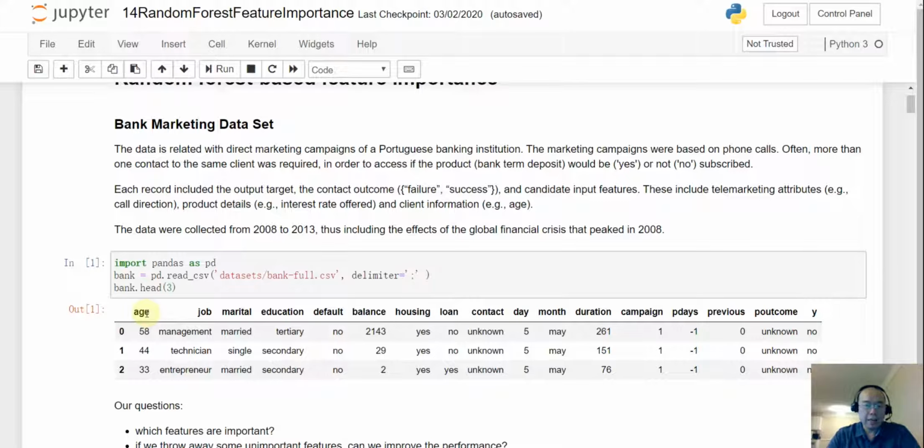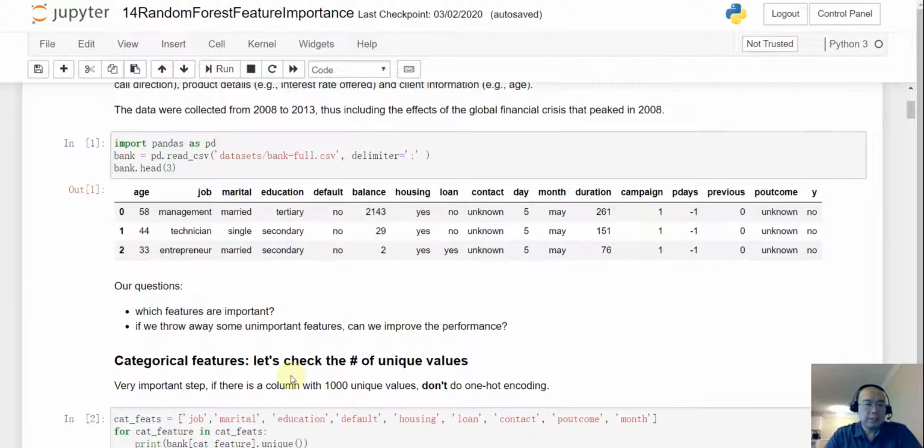So we have some categorical columns for sure. Our question is, which features are important? And if we throw away some of the unimportant features, can we improve the performance? By just looking at the data, this is a classification problem because we are predicting labels, and I would guess the labels only have two values, yes or no, right? And this data is not that perfect. There are many categorical features, and there is a day, there is a month. So how do we deal with those categorical features?